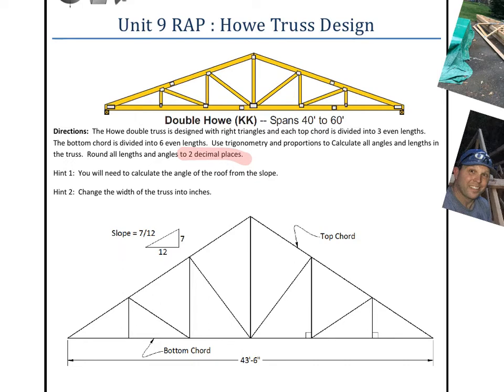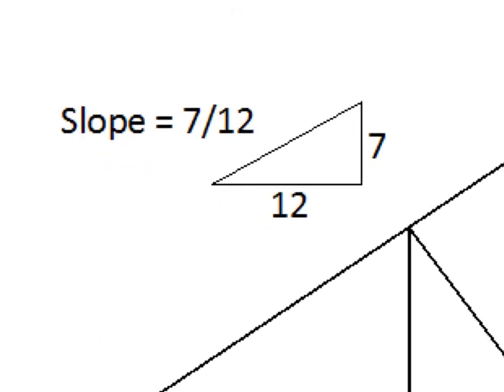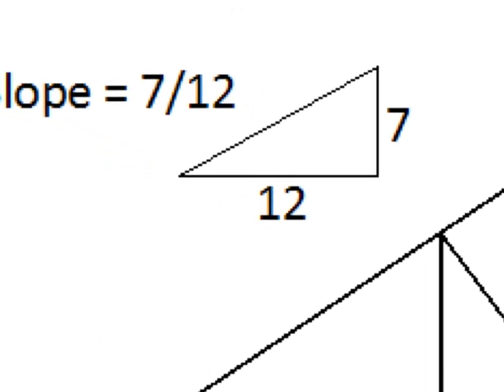So the first thing we need to do is calculate the angle of this roof using the slope. The slope is given to us right here. It's a slope of 7/12, so you're going to need to use that to find this angle. We've got this angle here, and maybe we'll call this angle 1, which we will. I'll show you that on the other side.